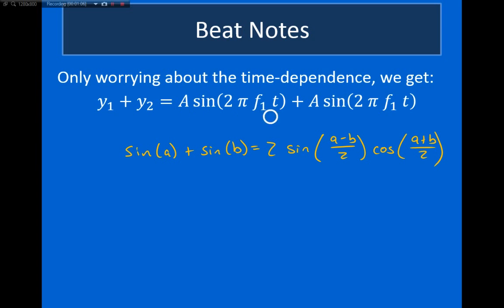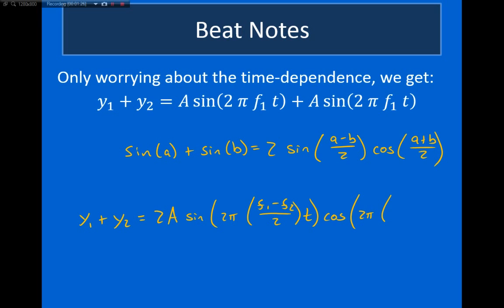So plugging these formulas into that, we have that y1 plus y2 is equal to 2a sine of 2 pi times the difference in the frequencies over 2 times t, and cosine of the sum of the frequencies over 2 times t, of course. Now the interesting thing about this is that if f1 and f2 are very, very close, then this number is very small, so we have a very low frequency.